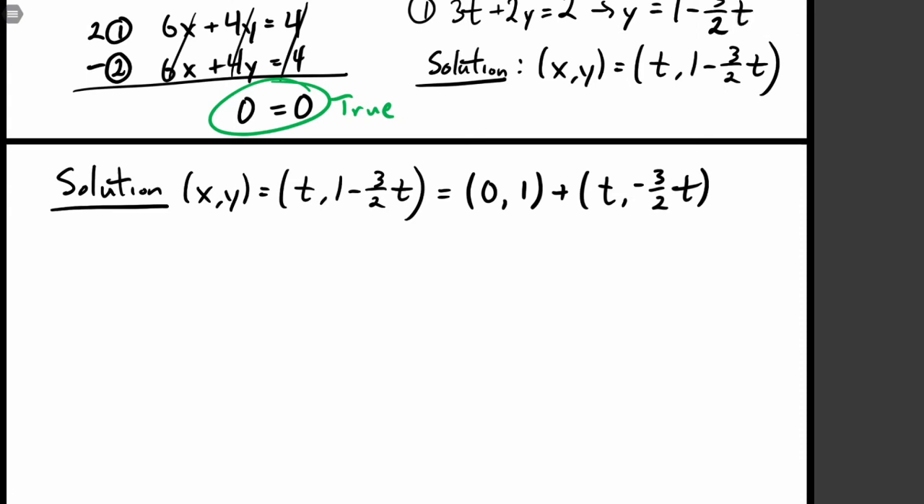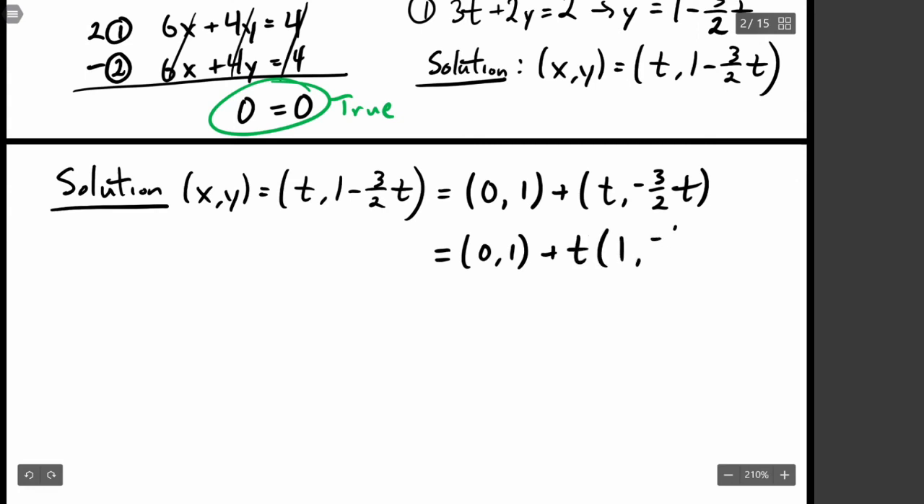Now, an even better way to write this is (0, 1) plus t times (1, minus 3/2). And hopefully this reminds you of the p plus tv stuff. Because the solution to this really is a line. We have a point on the line and a direction for the line. So I really want to emphasize the connection here.